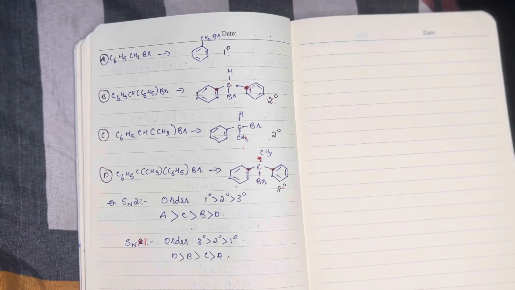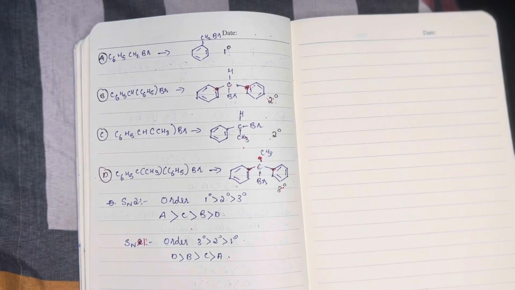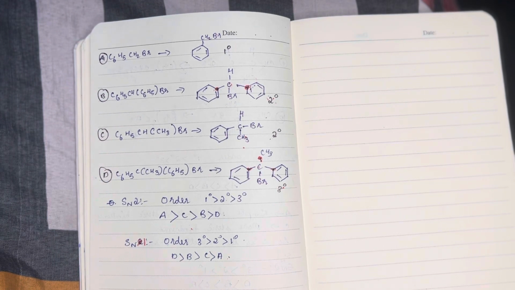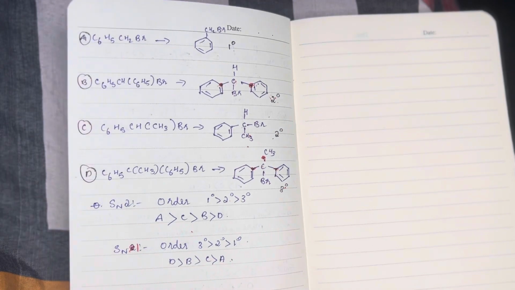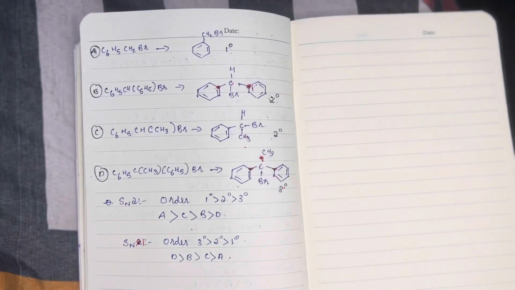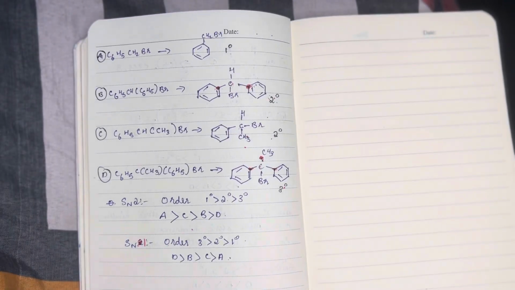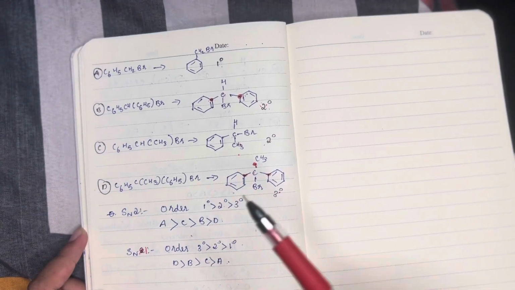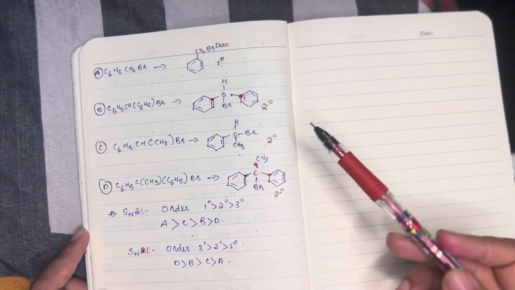Now after drawing the structures, we need to find the order, as they have asked in the question. For the SN2 reaction, we know the reactivity order: primary is more reactive than secondary, which is more reactive than tertiary. For the SN1 reaction, this is exactly opposite: tertiary is more reactive than secondary, which is more reactive than primary. So first of all, we can classify which one is a primary, which one is a secondary, and which one is a tertiary carbon.